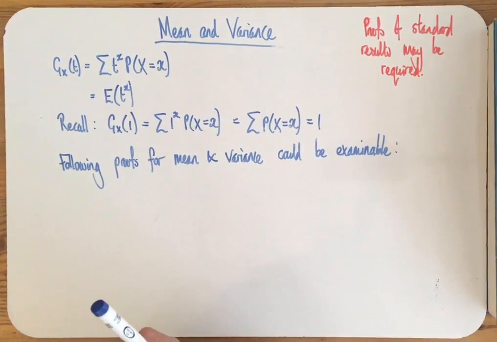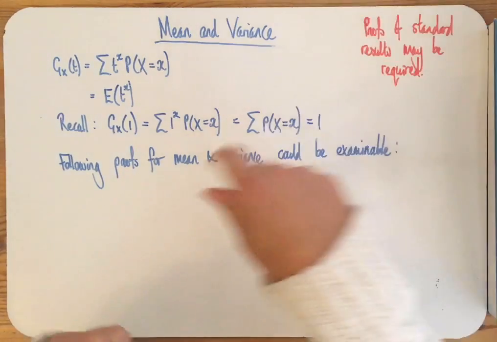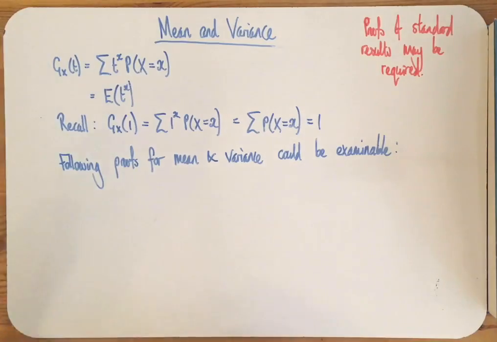Right, I'm going to do some proofs for the expectation and the variance and how to find them. It says in your specification that proofs of standard results may be required. So that's for this and for all the bits we've done so far on probability generating functions. I'm not sure I've seen proof questions come up, but just so you're aware that they might. So that is a possibility.